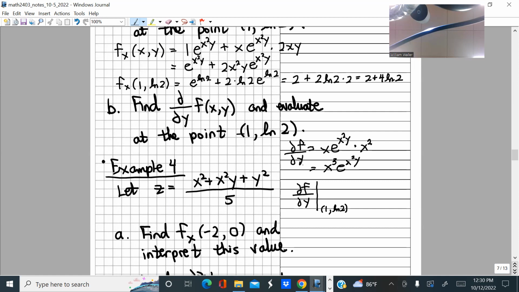Anyway, what does this turn out to be? You get 1 cubed e to the 1 squared times the natural log of 2. All those ones are just going to disappear. And what is e to the natural log of 2? We said a moment ago, that's just 2. So the slope in the direction of the y-axis is 2. Not much different than this, actually. So also a positive slope in the direction of the y-axis.